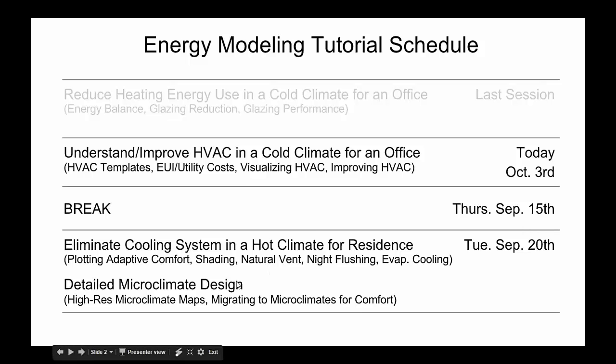And for those of you who are familiar with the daylighting metrics like daylight autonomy and UDLI, these microclimate maps enable a similar set of metrics, but for thermal comfort, and that's what we're going to go over on Tuesday. Visualizing the number of comfort hours over an entire year spatially.